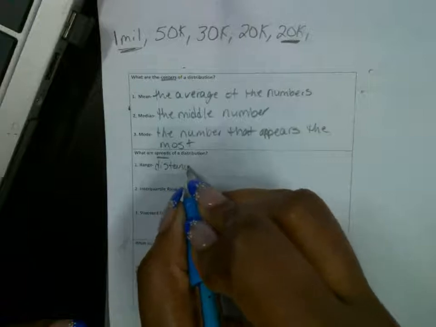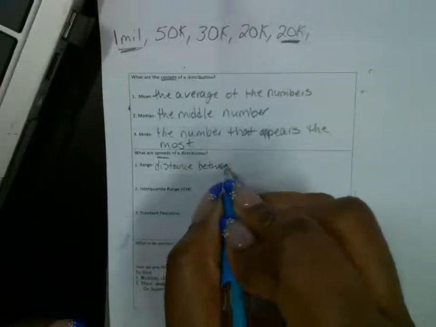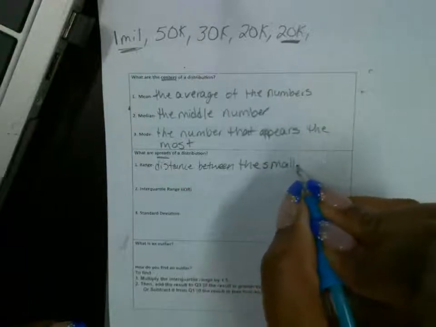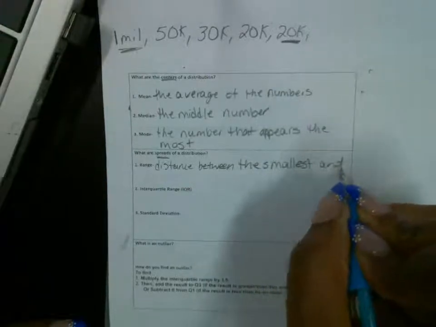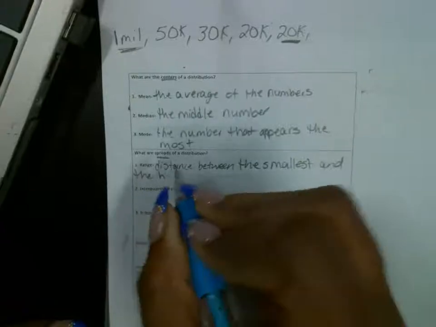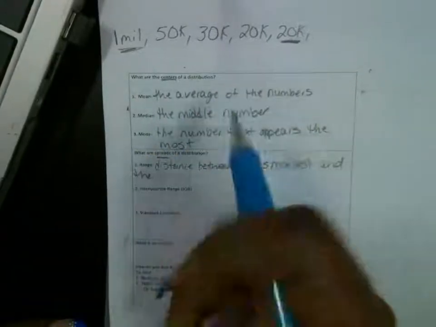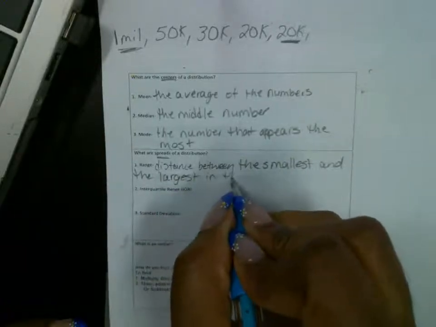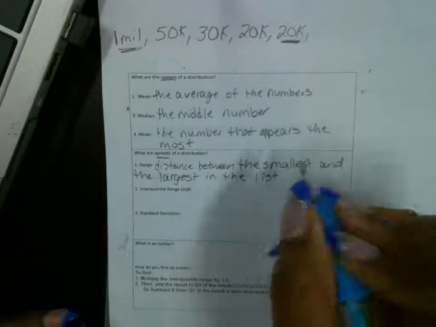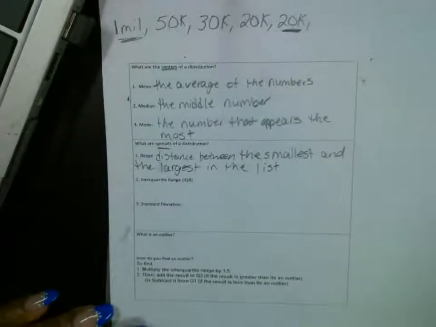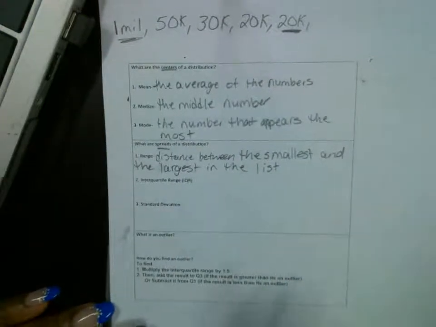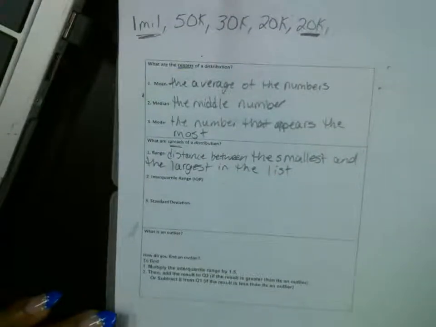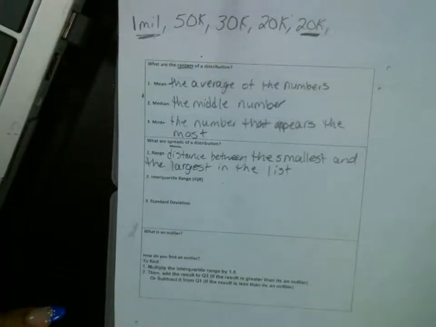So your range, and I'm going to use that word because I like it, is the distance between the smallest and the largest number in the list. So that means you subtract the two to find the range. And we know the distance cannot be a negative number. So it's the largest minus the smallest. What about the IQR?